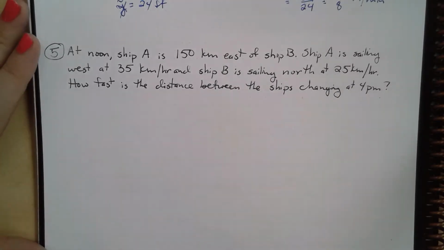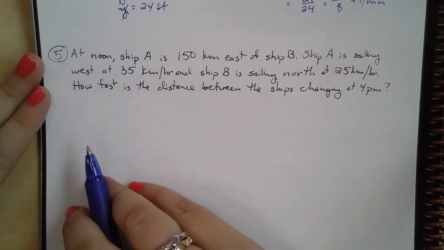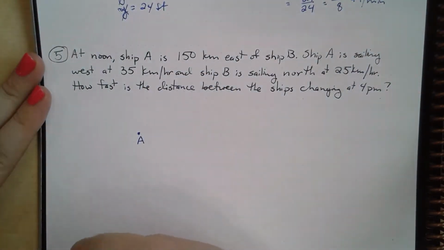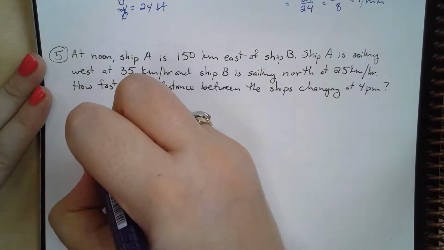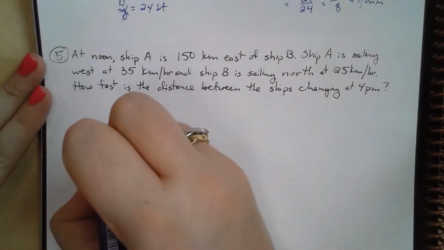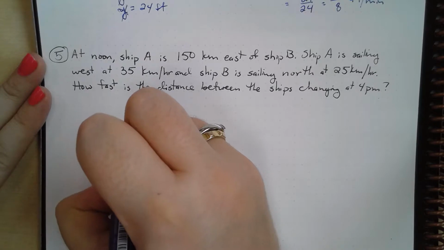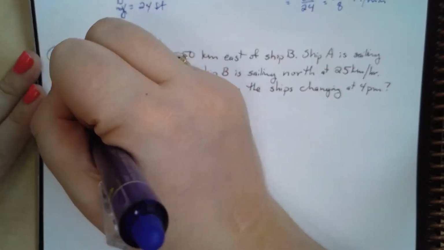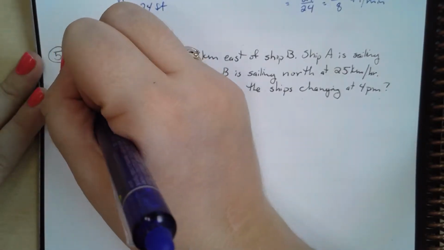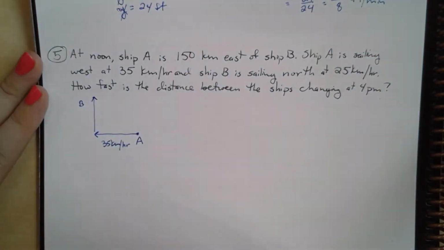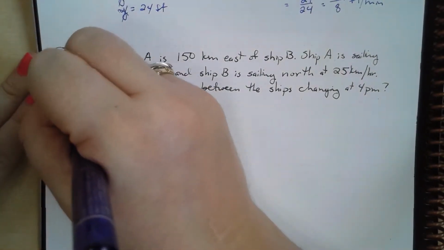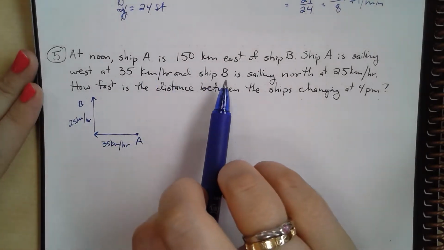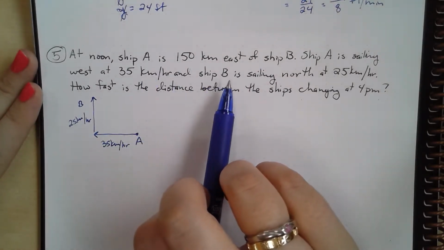So I'm going to draw here. Ship A is sailing west. So ship A here is going west at 35 kilometers per hour. I'm going to just write a little note here to myself. And ship B is sailing north at 25 kilometers per hour. And ship A is 150 kilometers east of ship B.